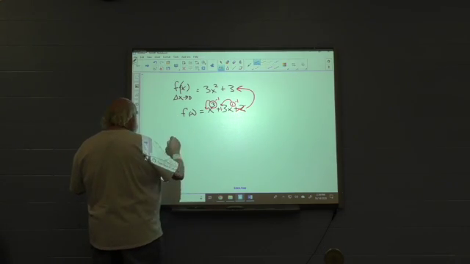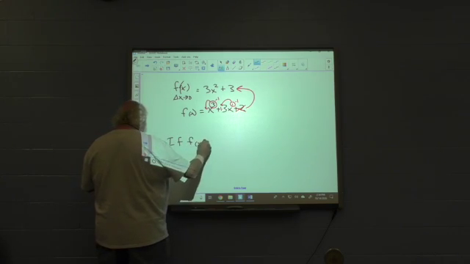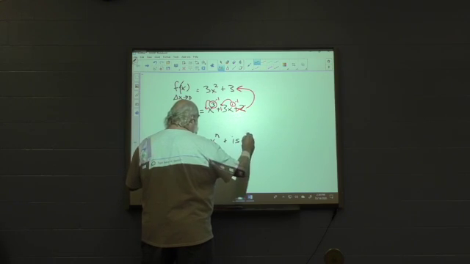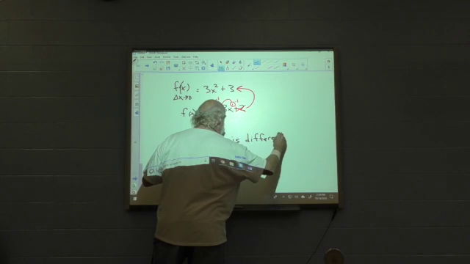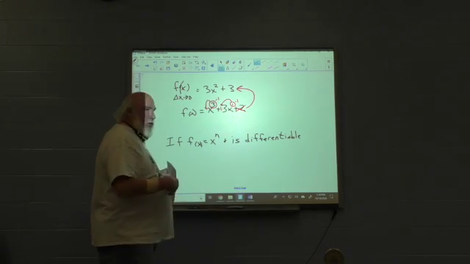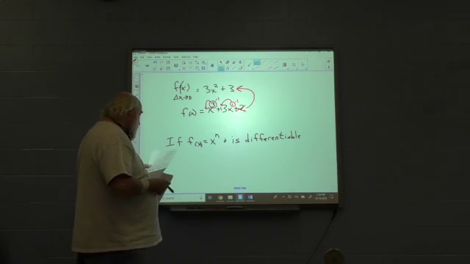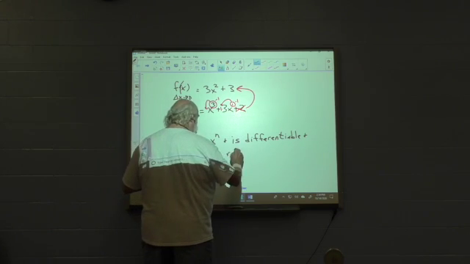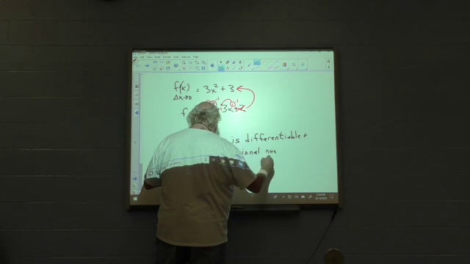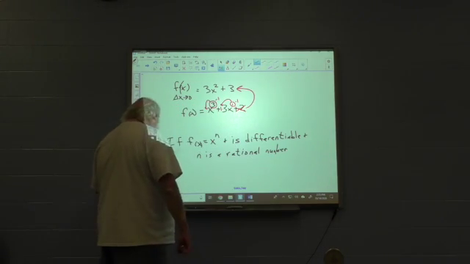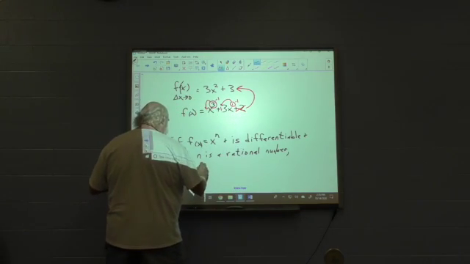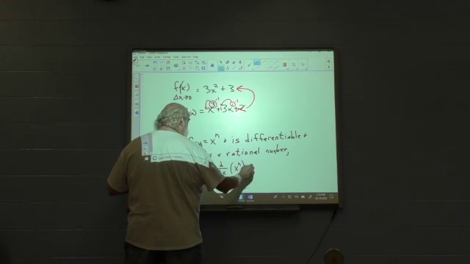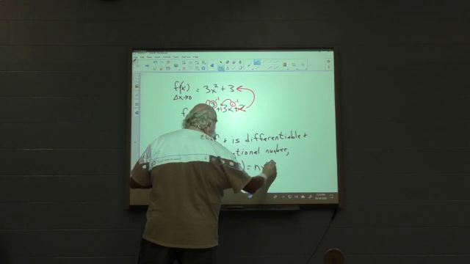So the generic definition for that is: if f of x equals x to the n power, and this thing is differentiable, we talked about how we define differentiable, and n is a rational number, then the slope, which they use the term d over dx of x to the nth power, equals n times x to the n minus 1 power.